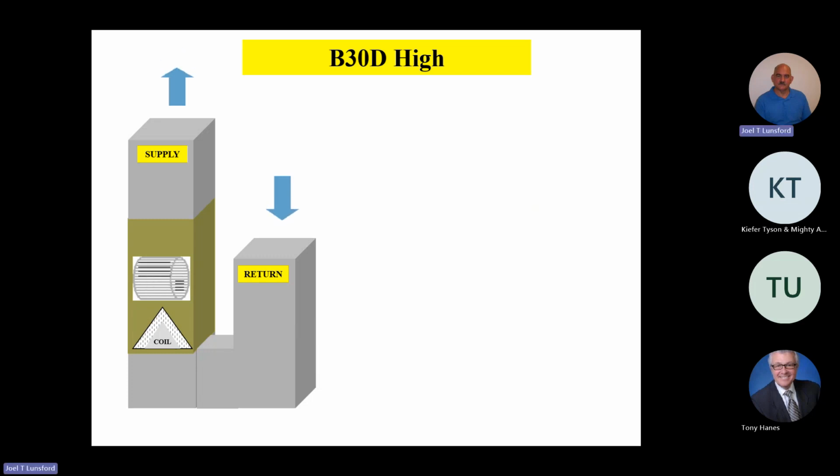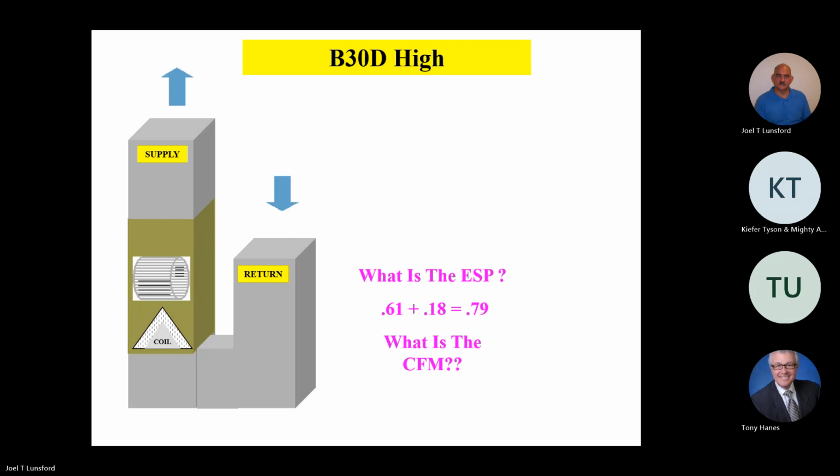And so if we add those together, a 0.61 plus a 0.18 is a 0.79 inches of static pressure total. So a B30D air handler on high speed tap, 0.79 inches of water column total. What's the CFM? 925. Okay, 925.